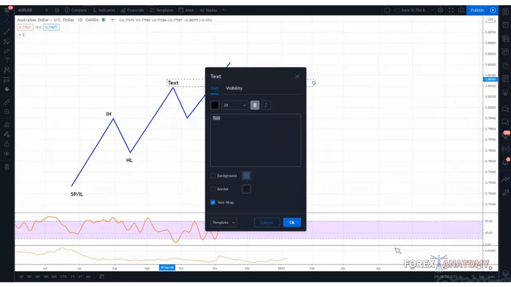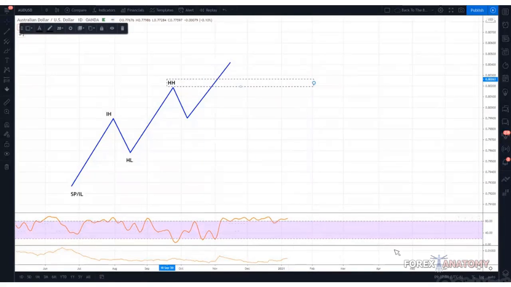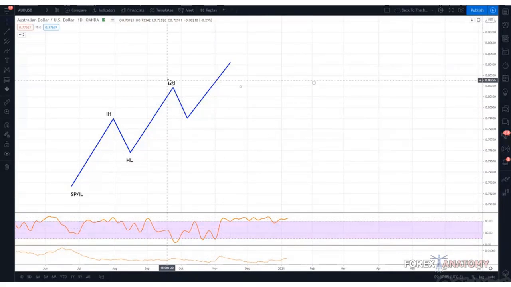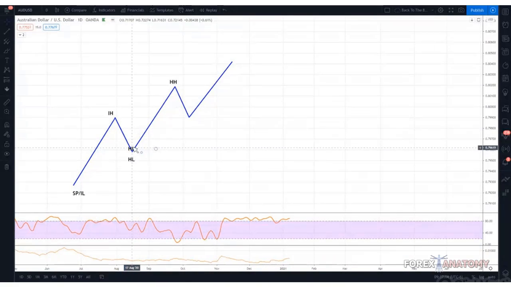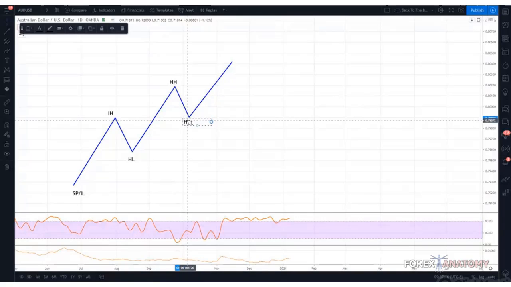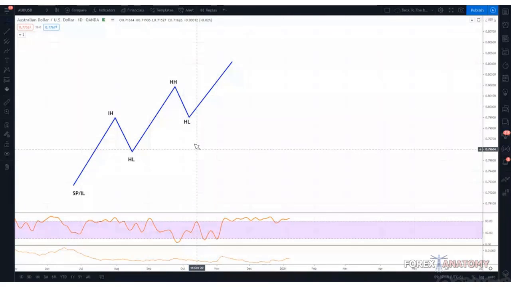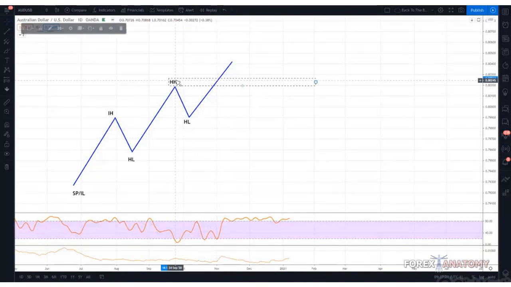Well, let me put it down. It's called a higher high. Yep, Rob, you got it, a higher high. So then we have a higher high right here. And then what follows is obviously a higher low. Let me just grab this. And then from there, we have another higher high again.